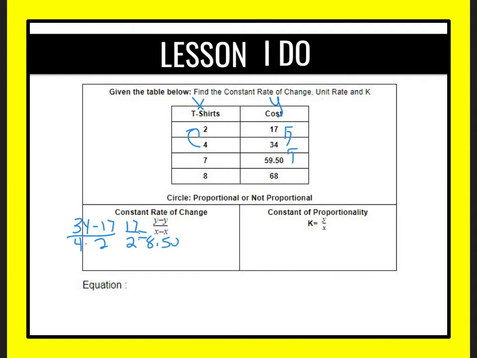Let's go ahead and do the next one. So if I take $59.50 minus 34, so 59.5, oops, sorry.